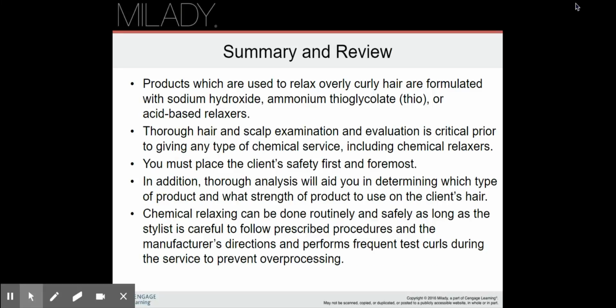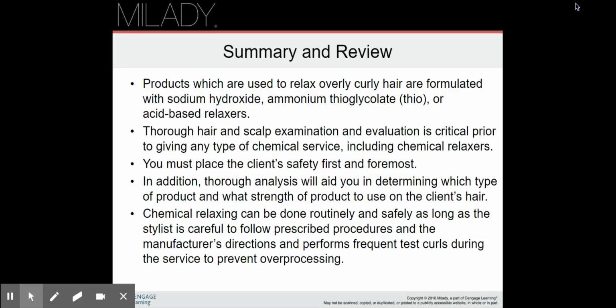Okay, a quick summary and review of the whole chapter. Products used to relax overly curly hair are formulated with sodium hydroxide, ammonium thioglycolate, which is thio, or acid-based relaxers. Thorough hair and scalp examination and evaluation is critical prior to giving any type of chemical service, including chemical relaxers. You must place the client's safety first and foremost.